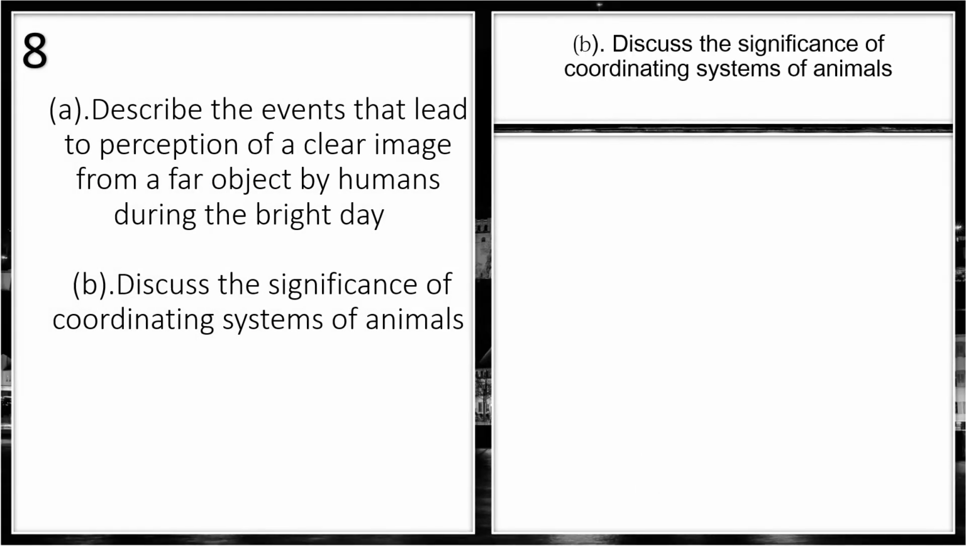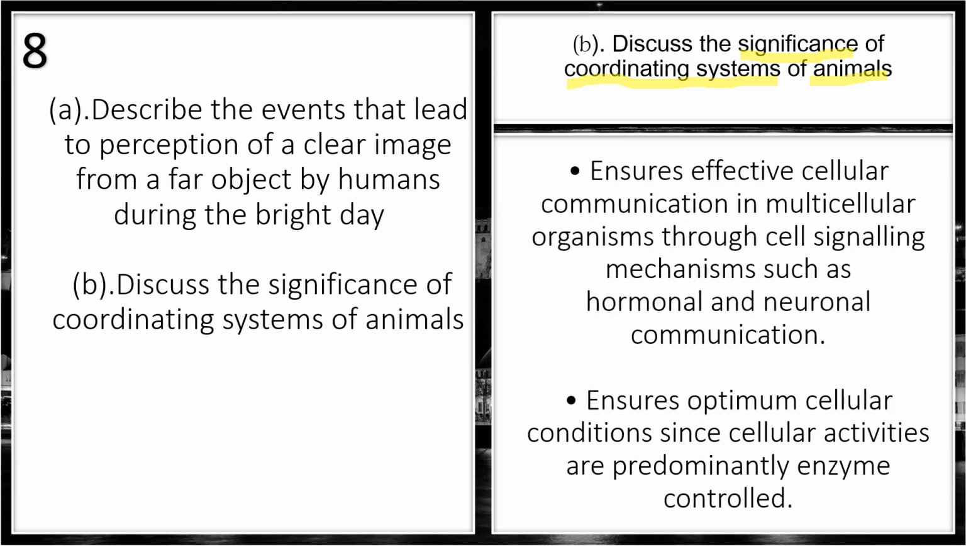Part B. Discuss the significance of the coordinating system of animals. The coordinating system ensures effective cellular communication, that is, in multicellular organisms, through cell signaling mechanisms such as hormonal and neural communication.